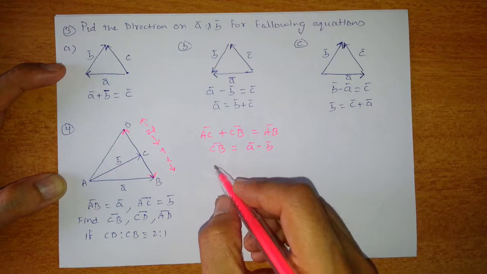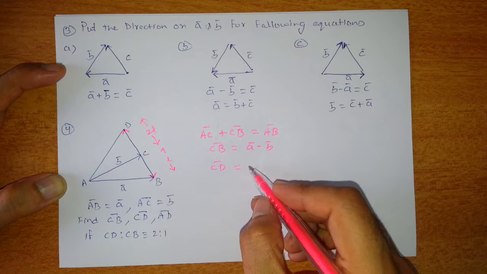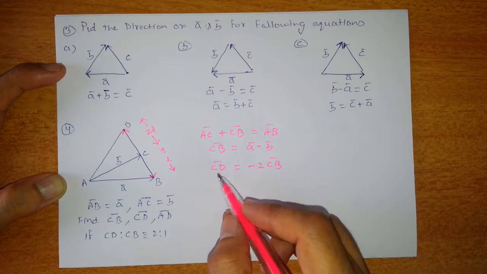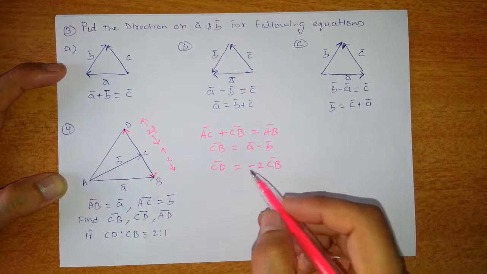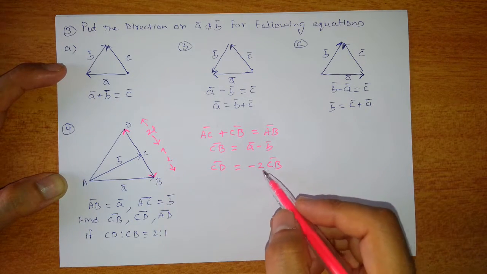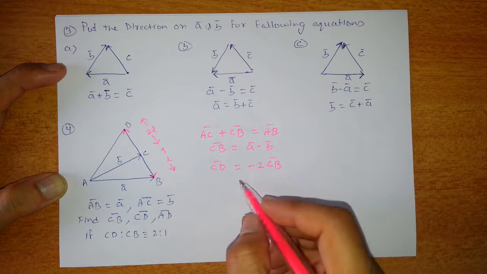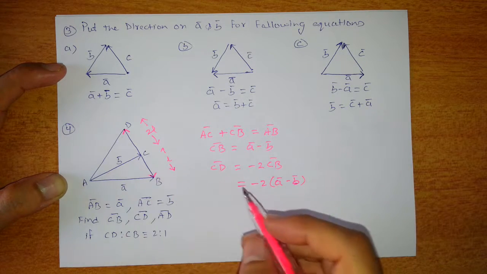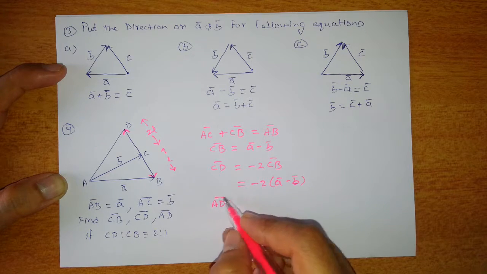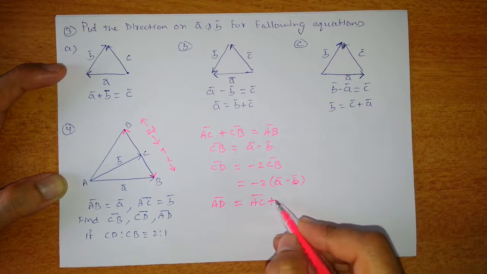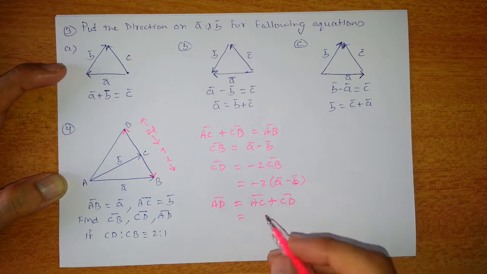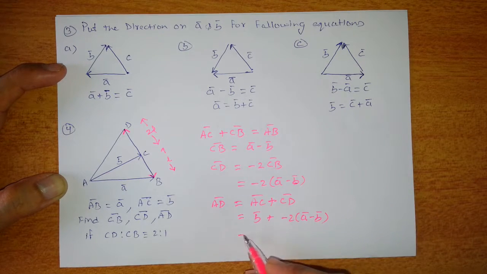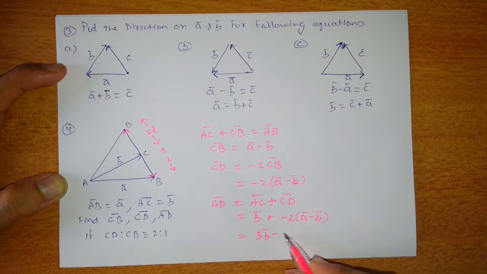And what about CD? In vector form, we can say CD is negative of twice of CB. Again, because this CD is in upward direction and CB is in downward direction, they are opposite in direction, and the magnitude of CD is double of that. So CD is nothing but minus 2 times vector A minus vector B. And again, from the triangle law, we can get AD as AC vector plus CD vector. So AC is nothing but B plus minus 2 times vector A minus vector B. That will give me 3B minus 2A.